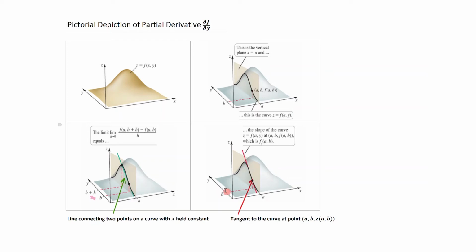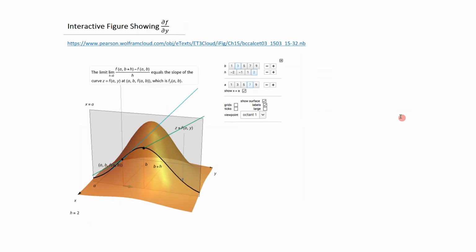And on the right, you see the limiting process. This will give you a line, which we call the tangent, to the curve at point a, b, and then z evaluated at point a, b. But this is a line now which is parallel to the y-axis in this case. That's the pictorial representation of the derivative of f with respect to y, that is the partial with respect to y. All right, again, if you want, you can look at this interactive figure, which is provided in the textbook, if you want to look at some interactive issues.